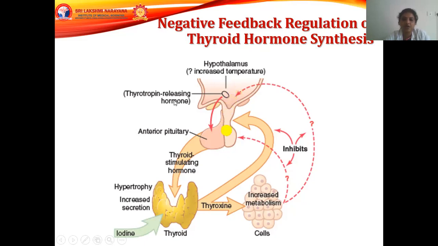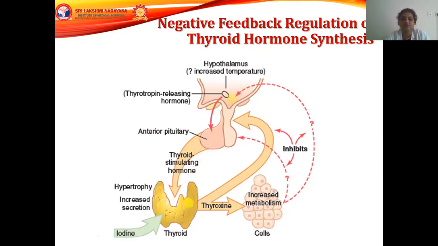This is going to act on the anterior pituitary. It goes and stimulates the anterior pituitary to produce another hormone called the thyroid stimulating hormone. This thyroid stimulating hormone is going to target the thyroid gland and make the follicles produce more of thyroid hormones. Okay.